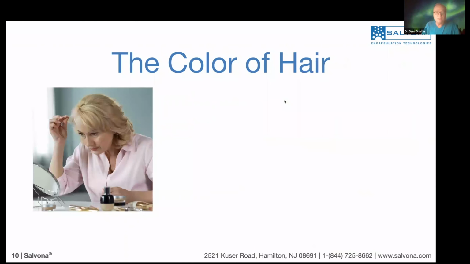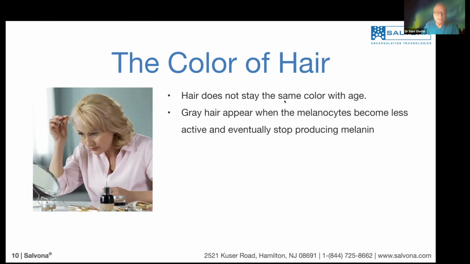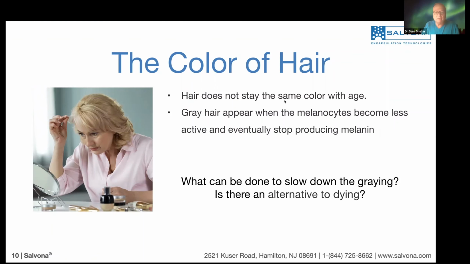So I understand that melanin is the key ingredient, and we know that the color of the hair changes over our age. Remember when you were babies, the color, and you grow up, and eventually most people get the gray color. The reason that we have gray color is that the melanocytes are not active enough to produce a sufficient level of melanin, and this is why we see the gray hair. Now the question is, what can we do to slow down the graying?